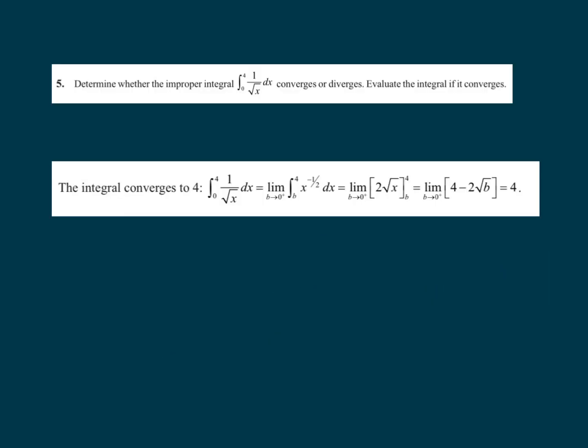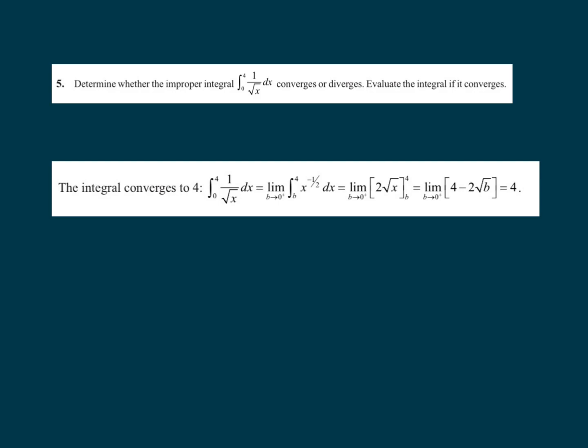The next problem says determine whether the improper integral from 0 to 4 of 1 divided by square root of x dx converges or diverges. What is the problem here? The problem here is that at x equals 0, the function is not defined. 1 divided by square root of x is not defined at x equals 0. Then we need to do this integral.